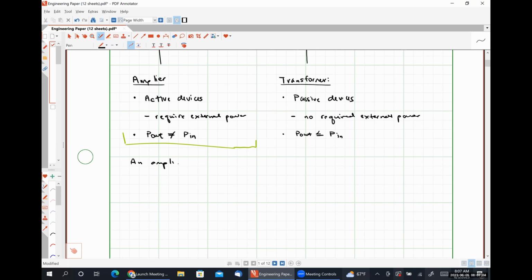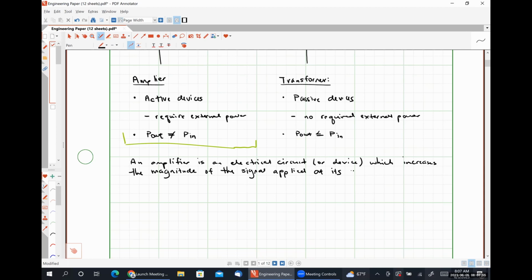So an amplifier is an electrical circuit or device which, we're going to say, increases the magnitude of the signal applied at its input. It doesn't have to increase though.